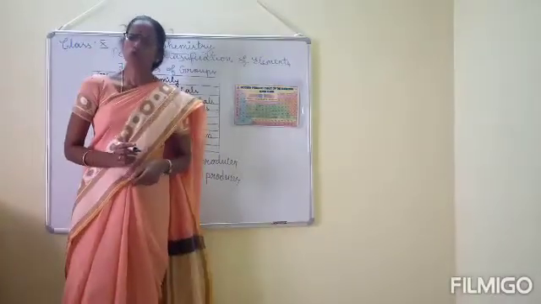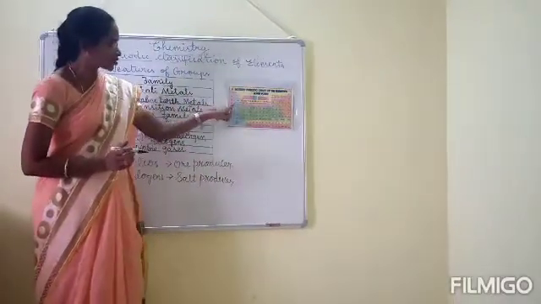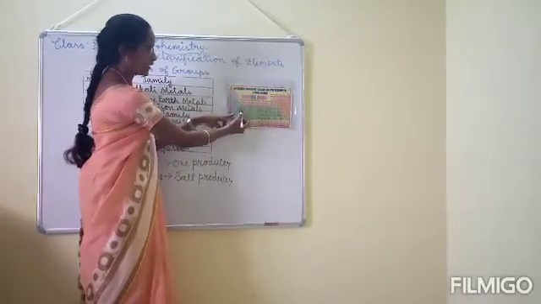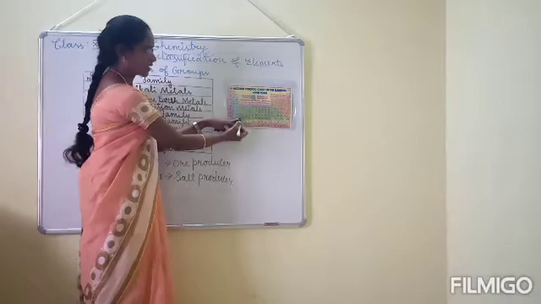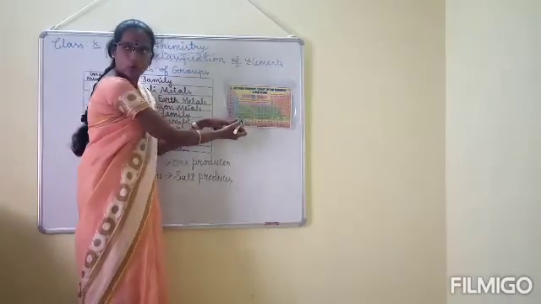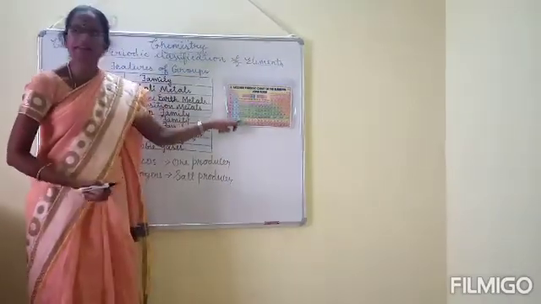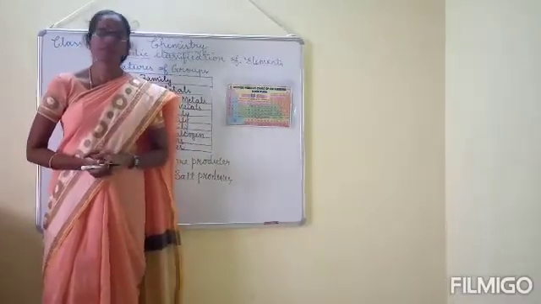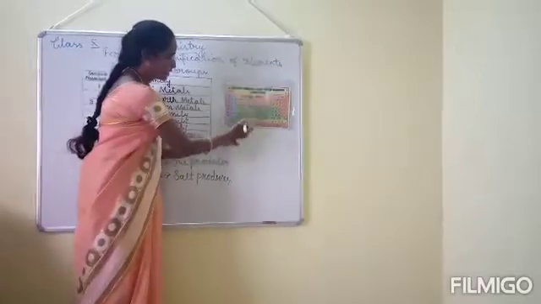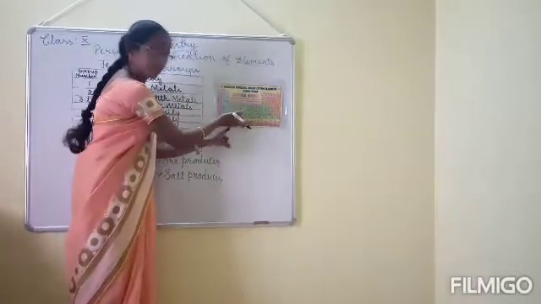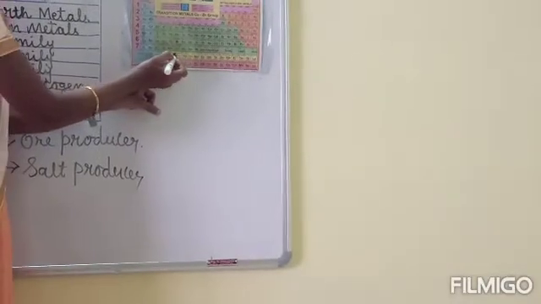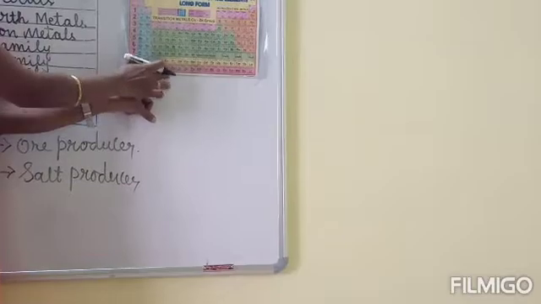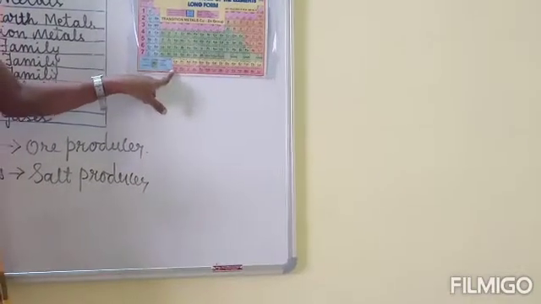Next, in group 3, see here, this is group 3. Here lanthanides as well as actinides are present. Lanthanides and actinides are called the inner transition elements. They are given separately. This is fully lanthanides and this is fully actinides, and all the actinide elements are radioactive elements.